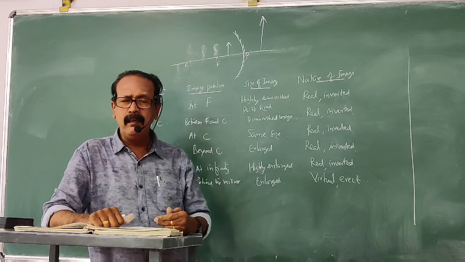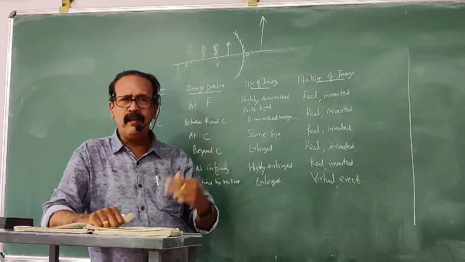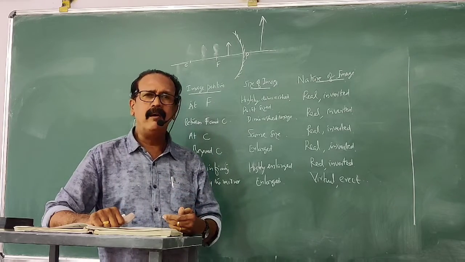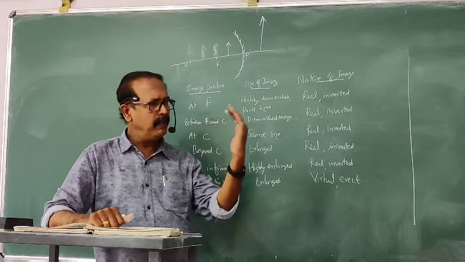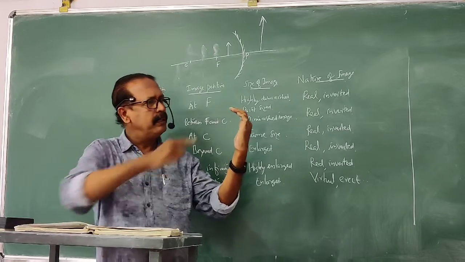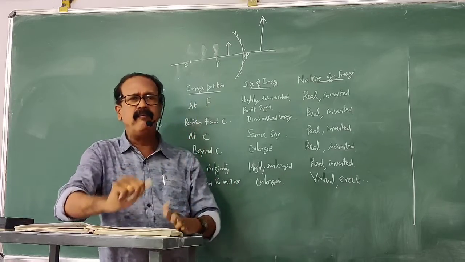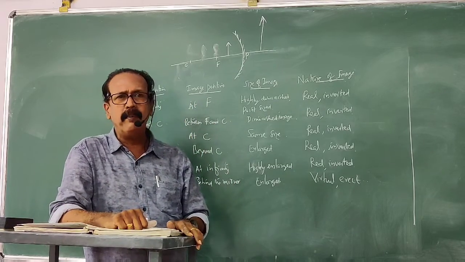Now, what is a spherical mirror? A mirror which is a part of a sphere is called a spherical mirror. Concave and convex mirrors are commonly called spherical mirrors. In a concave mirror, the concave side reflects light, and in the convex mirror, the convex side reflects light. Both are part of a sphere.